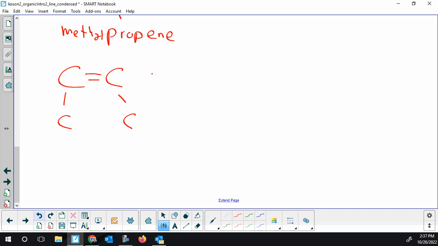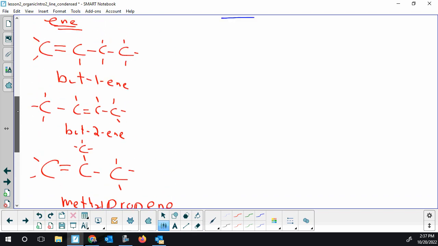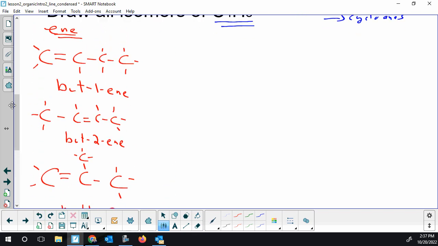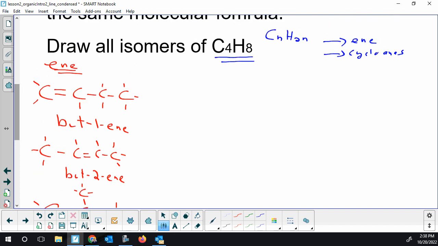So I am done with my isomers of double bonds. 3 is the count of isomers so far. I came up with 3 different enes. I'm not done the problem, but I'm well through it. I've done all the ene options. I just have to look at how many cycloalkanes I can do, and then I'm done.